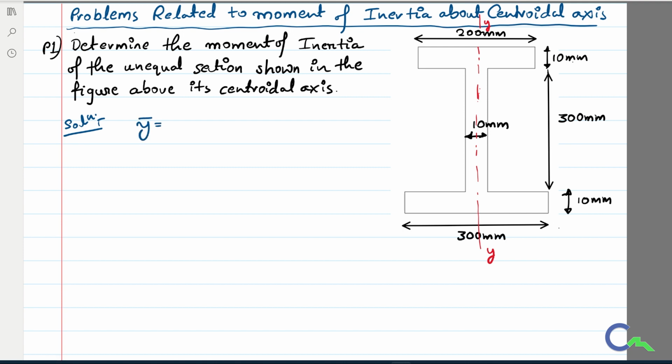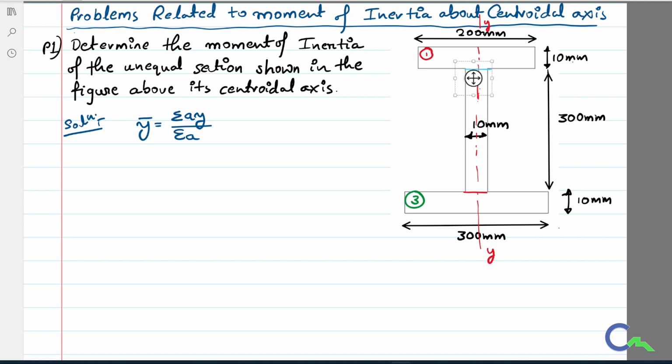We know that y bar is nothing but sigma A into y divided by sigma A. So I want to find different areas, then I can locate the centroid. For that I will divide this entire figure into known components. So I will call this the first component, then this rectangle, the web portion, as the second component, and the bottom flange I will call the third component.